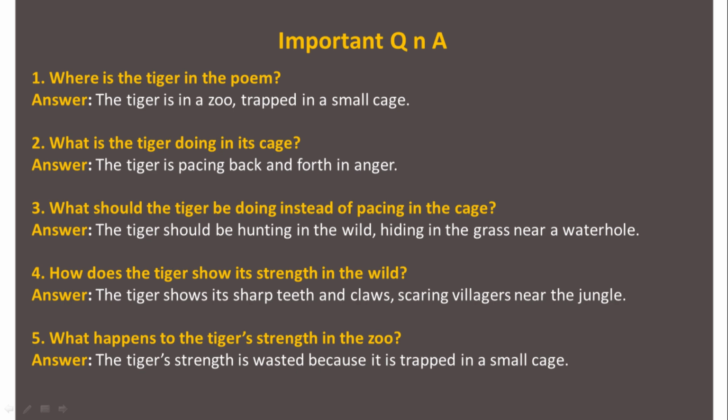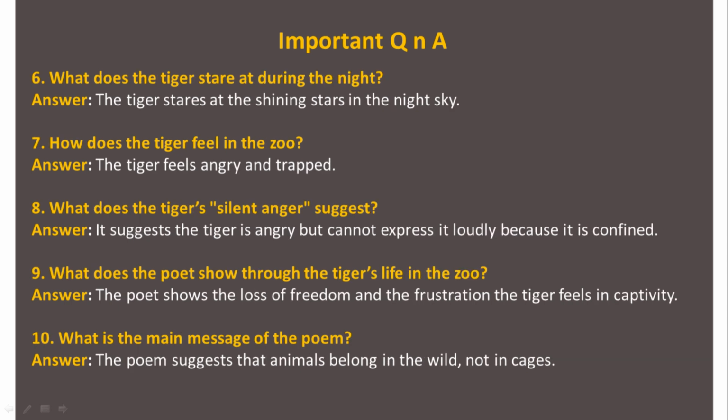How does the tiger show its strength in the wild? The tiger shows its sharp teeth and claws, scaring villagers near the jungle. What happens to the tiger's strength in the zoo? The tiger's strength is wasted because it is trapped in a small cage. What does the tiger stare at during the night? The tiger stares at the shining stars in the night sky.